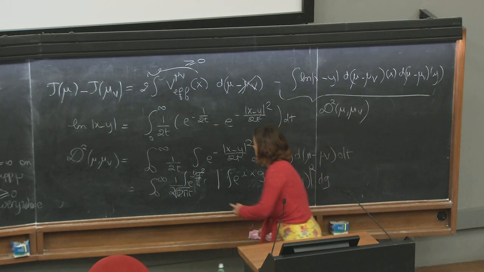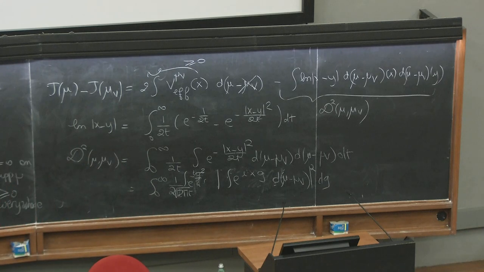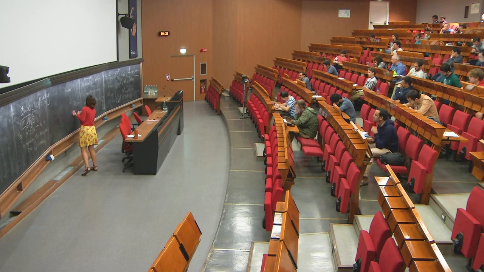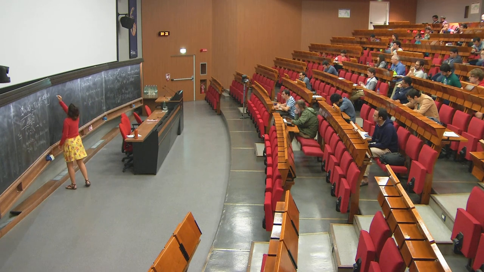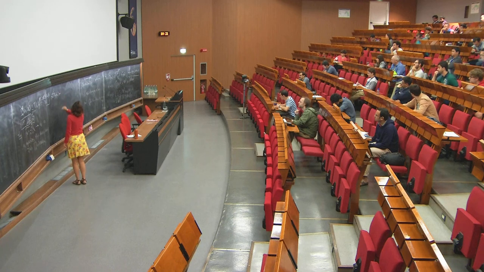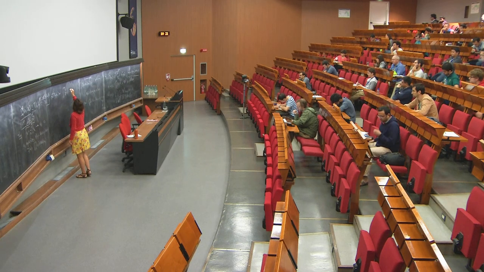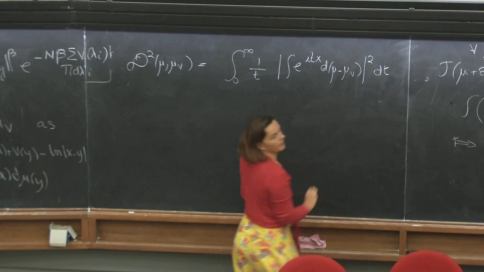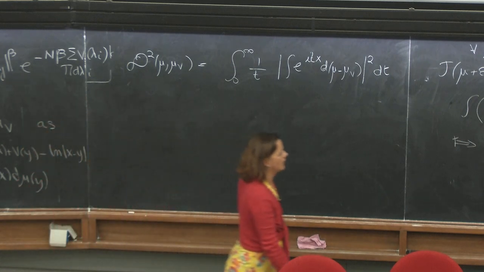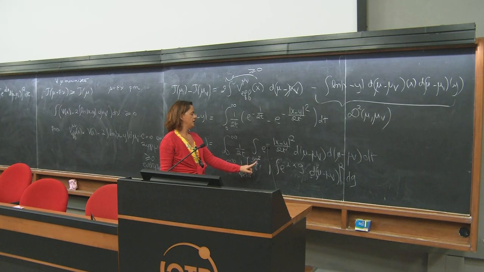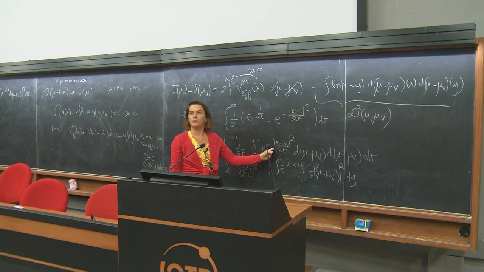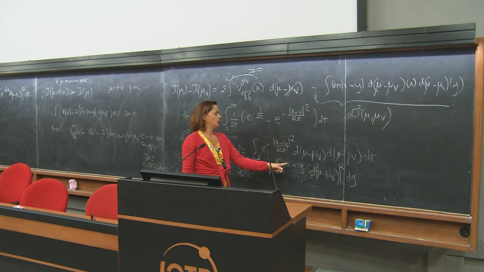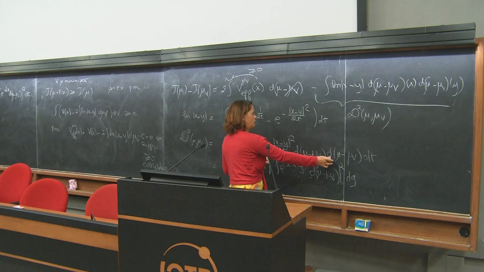And so at the end of the day, when you perform the integration over t, what you find, and this is what you should remember, is that this term d square of mu, mu v, is the integral from 0 to infinity of 1 over t times the Fourier transform of the difference of your measures. So here I have integration over g. I wrote this as a Gaussian, as the Fourier transform of a Gaussian. So I have minus t g square over 2. And here I had exponential of I x minus y times g.